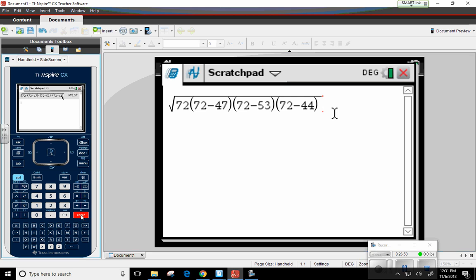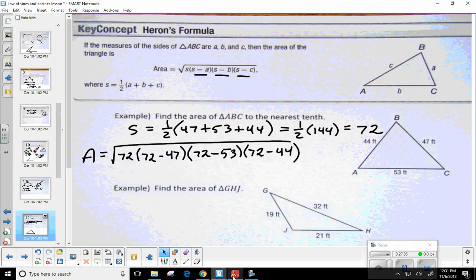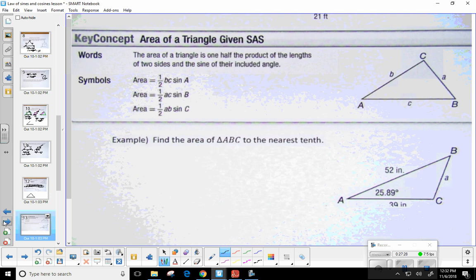I push enter. That's the area of the triangle. 978.6. And what are we talking about here? Feet. So 978.6 square feet. Okay. Now, before you use the formula, you just have to find S, half the perimeter. Once you have that, boom, you just plug in. Now, I'm going to skip this problem here just because we're short on time.